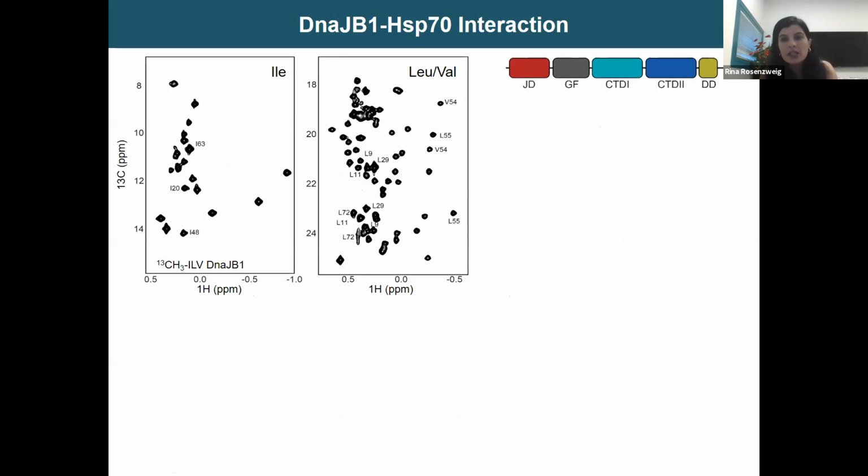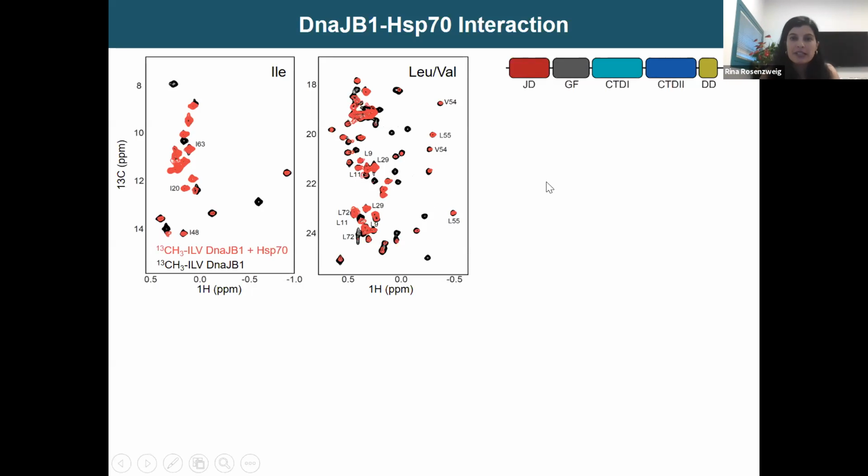Now, DNAJB1 is an 80 kilodalton protein, and it's also a homodimer. So we needed to use methyl labeling in order to see the NMR spectrum of this protein. And you can see here the isoleucine-leucine-valine spectrum. We know from the position of the chemical shifts that in the full-length protein, this helix 5 is forming, and we have the J domain inhibited. But when we added the HSP70 chaperone, we can see peaks disappearing in intermediate exchange, meaning that there is binding, meaning that the inhibition is lifted.